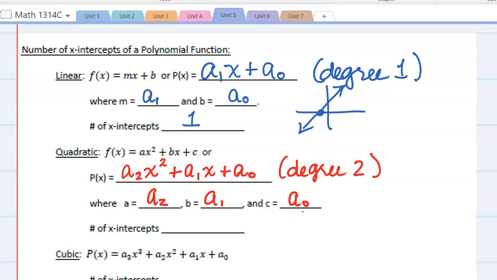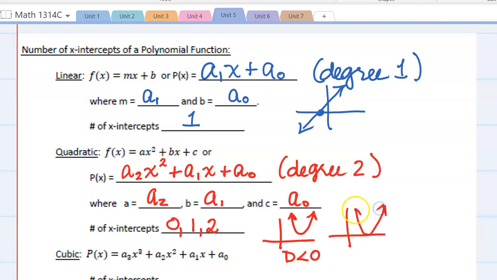The number of x-intercepts can either be 0, 1, or 2, as we saw in the last unit. The number of x-intercepts depends on the discriminant of the quadratic equation. So we can have 3 possible ways a parabola can cross or touch the x-axis.